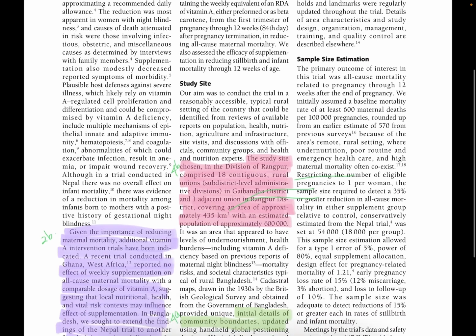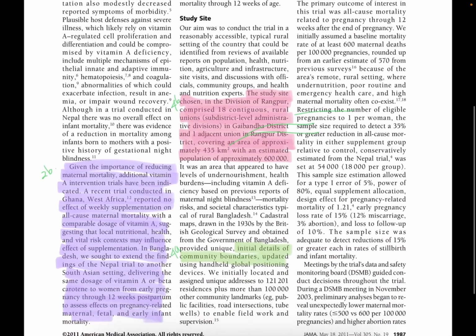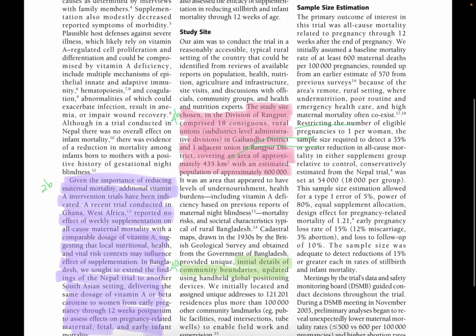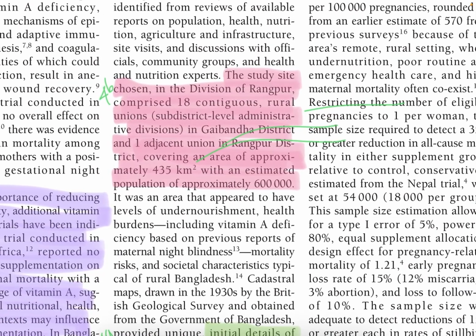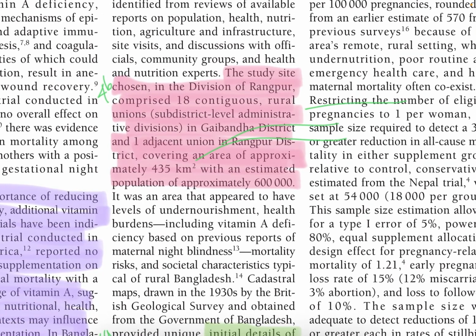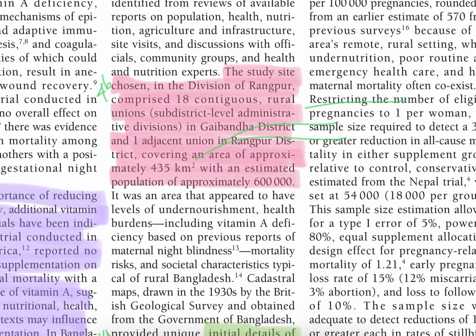Okay, the next one is point 4B. The 4B is settings and location where the data were collected. So the data was collected in Bangladesh, especially in Gaibandha district.